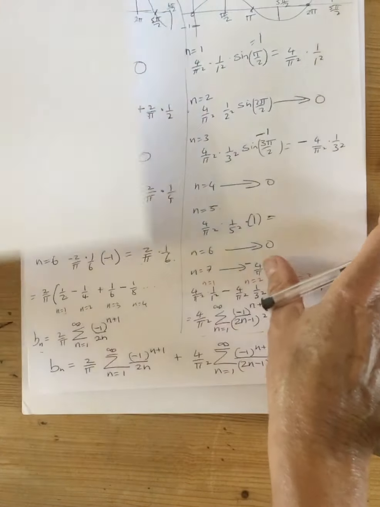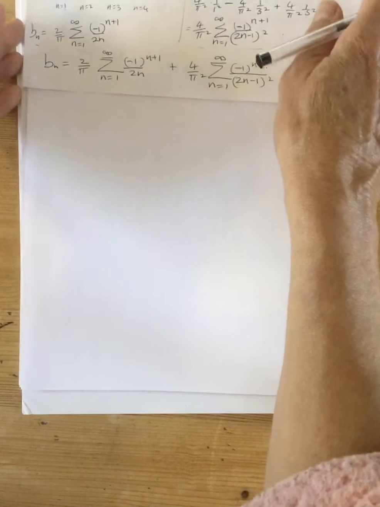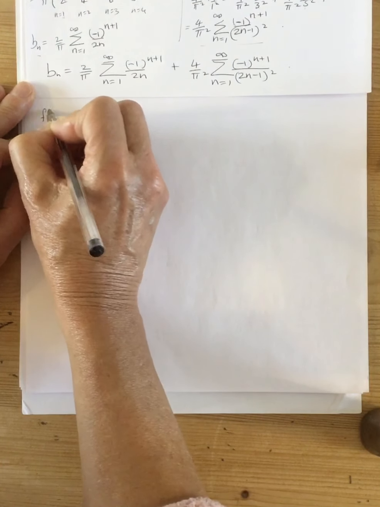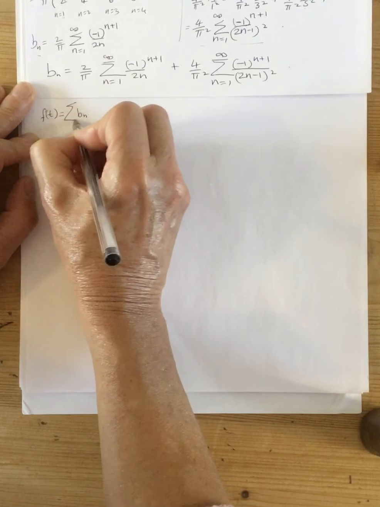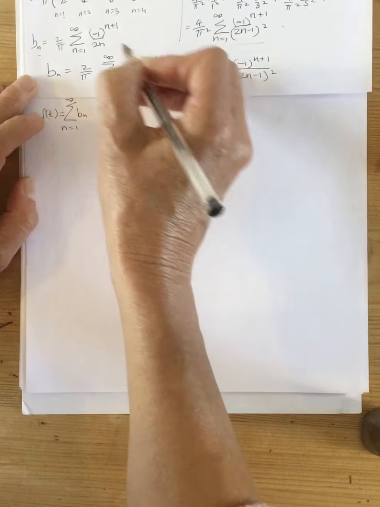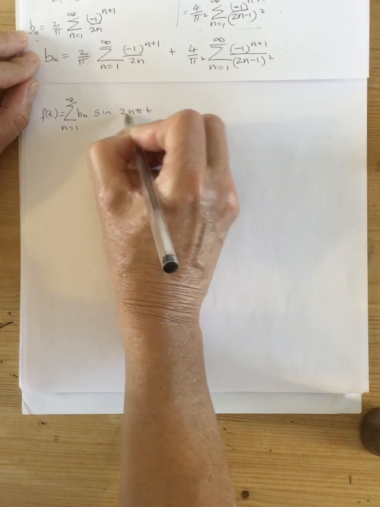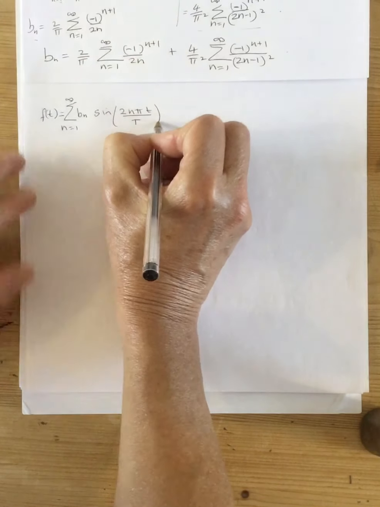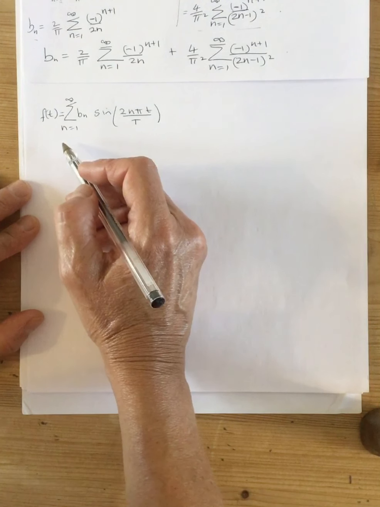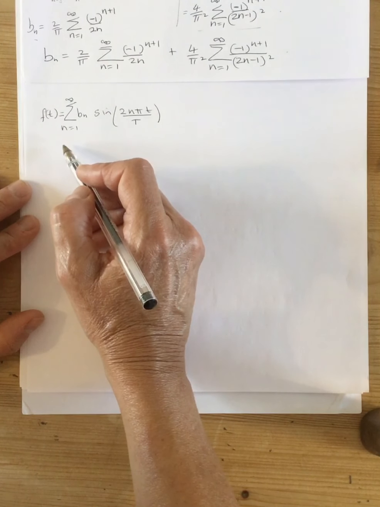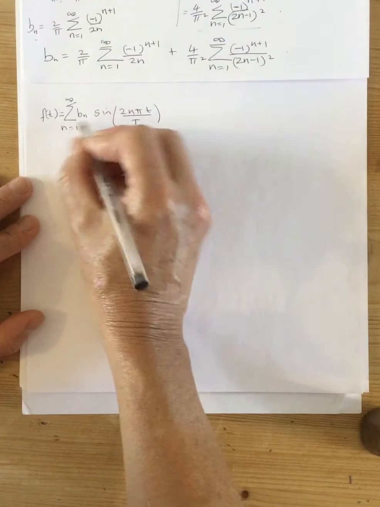So now I can finally write that f of t equals the sum n equals 1 to infinity of bn sine 2n pi t over capital T. And the a zeros are 0 because the average height of the function is 0, and the a n's are 0 because the function is odd. And we're just left with the bn's.